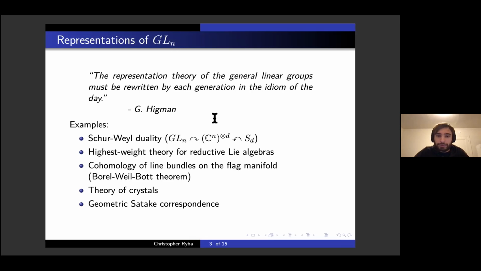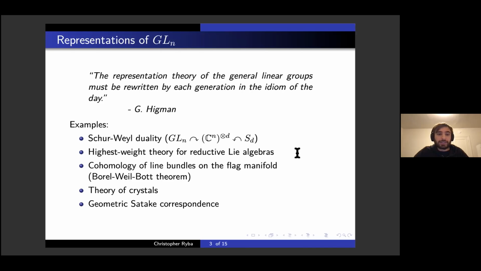I want to point out at this moment that actually the roles of the general linear group and symmetric group are not quite interchangeable here, because this space that we're acting on is a tensor power of a representation for the general linear group, but it is not a tensor power of a representation for the symmetric group.